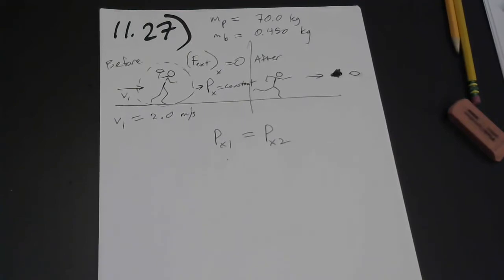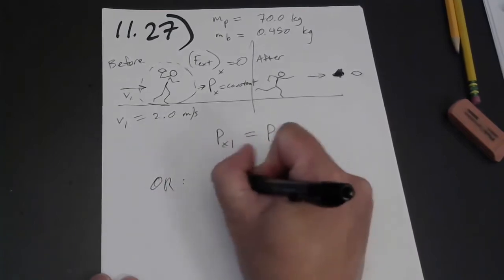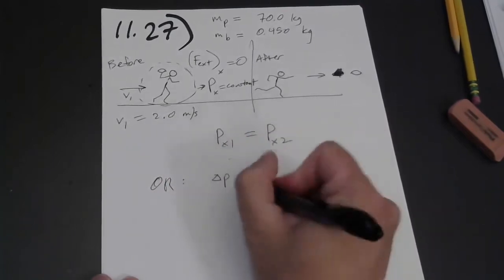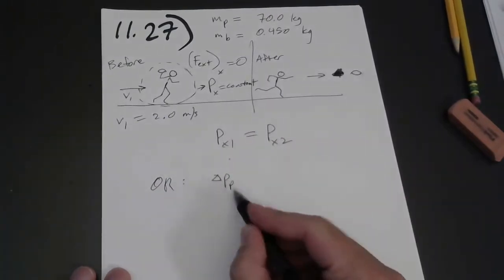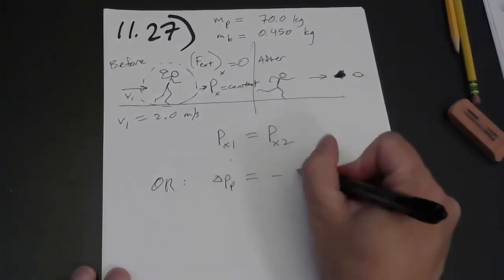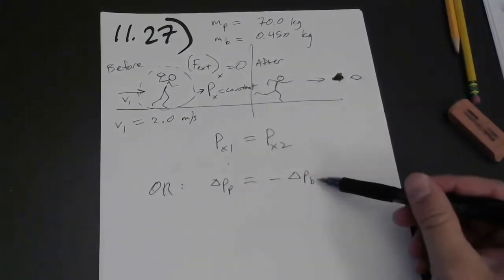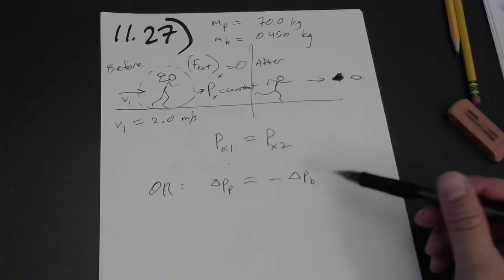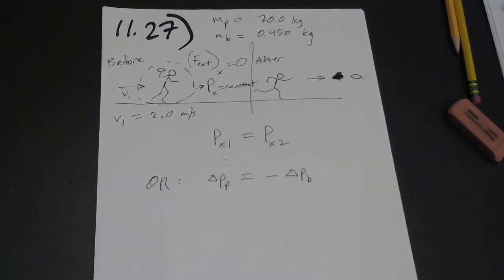Or you could use the approach that I often prefer. You could say that the change in lowercase momentum experienced by the player, momentum of the player, is equal and opposite to the change in momentum experienced by the ball. Now, I haven't bothered to write the subscript x because this is just a one-dimensional problem. You should understand from the context that we're talking about momentum conservation in the x direction.